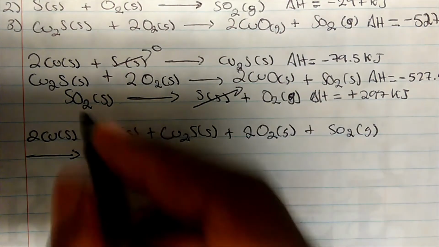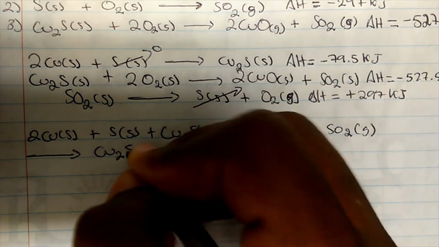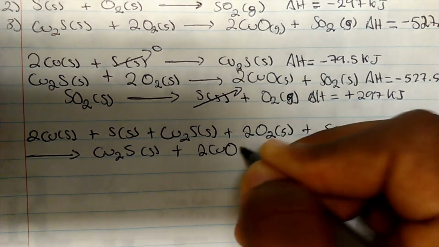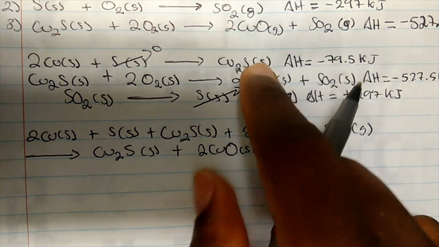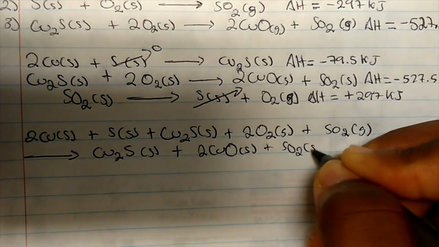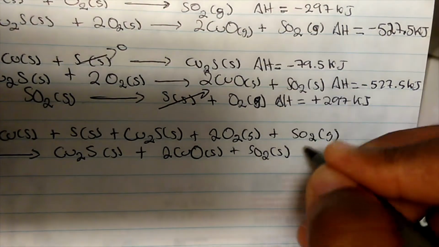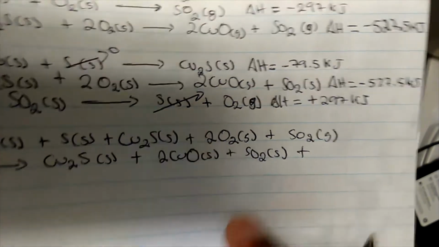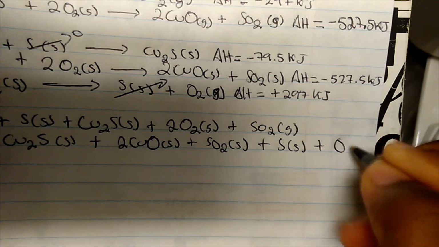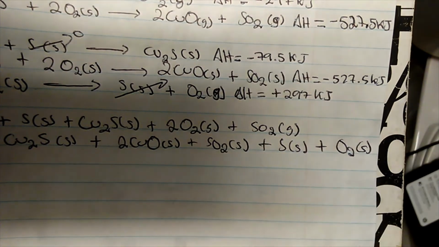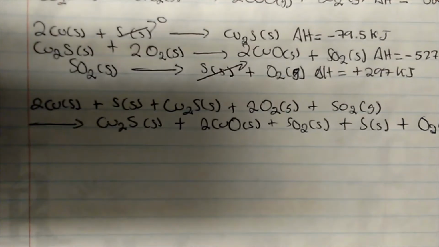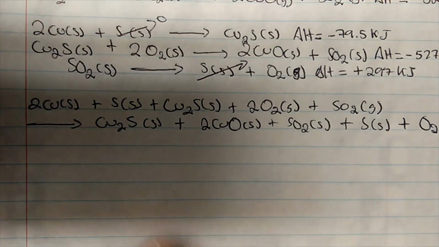Well, I'm going to write everything on the product side. So this is Cu2S solid plus 2 moles of CuO solid. We also have SO2 gas, plus sulfur solid plus O2 gas. These are all our products. So again, now it becomes much easier for us to see.